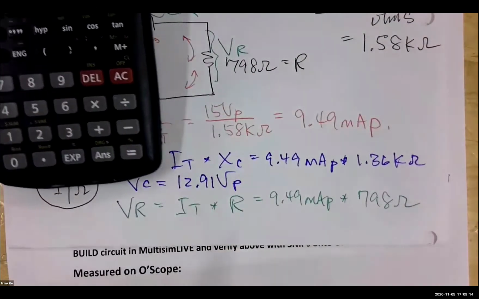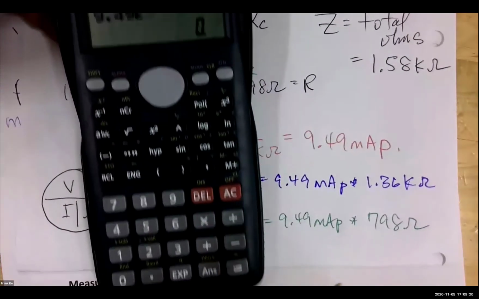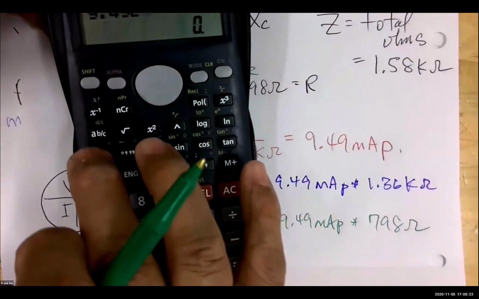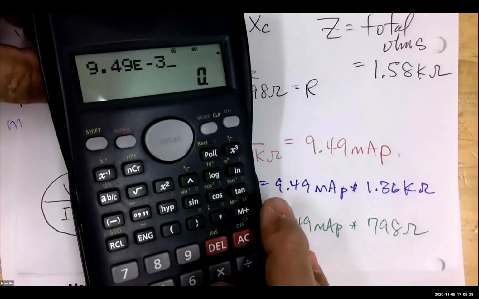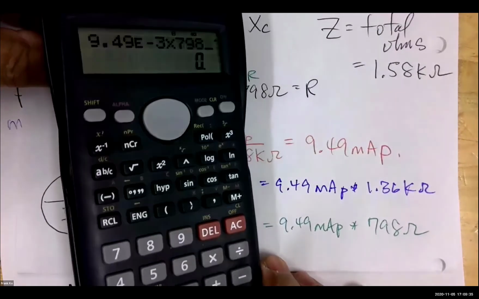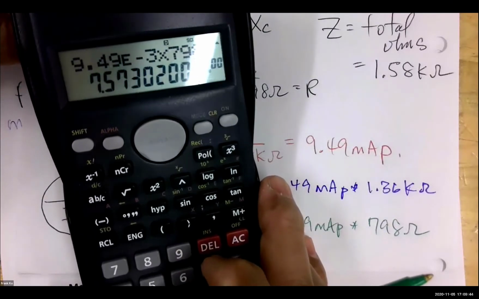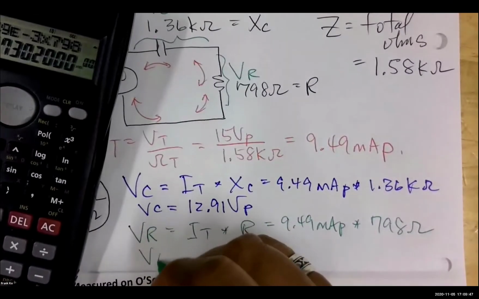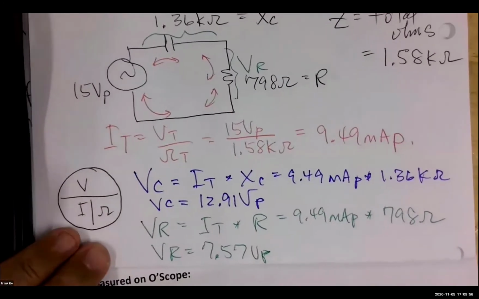And clear. So on the calculator, I would have 9.49 exponent -3. So there's my 9.49 milli. And I'm going to multiply this by 798 right there. And when I hit equals, Yusuf, what number do we calculate for voltage across the resistor? 7.57 volts. Okay, and I concur with my calculator, 7.57 volts it is. So VR equals 7.57 volts peak.